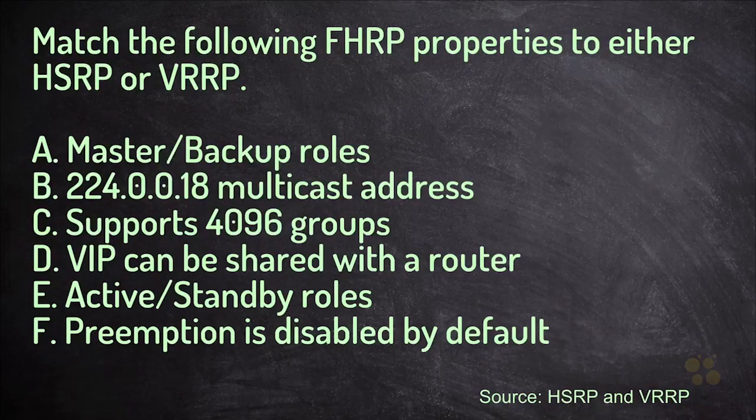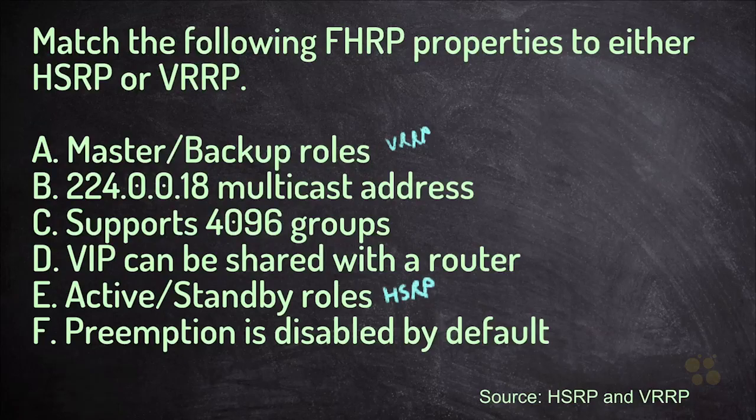Next up, match the following FHRP properties to either HSRP or VRRP. Well, let's go through each one of these and identify whether it belongs to HSRP or VRRP. First of all is the master and backup roles. Those belong to VRRP. HSRP uses active and standby, which actually is down here in our list as well. So we'll just go ahead and mark this as HSRP letter E.